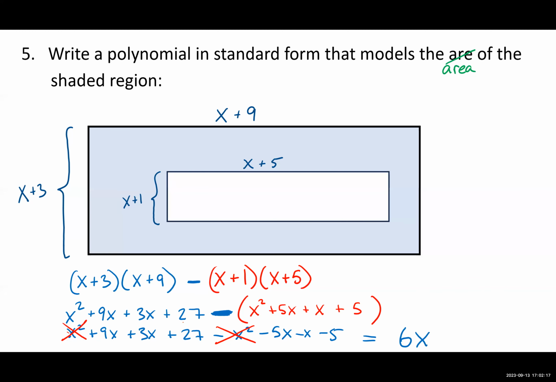And then we've got two numbers. We've got a plus 27 and a minus 5. So positive 27 and a minus 5, that's going to give us 22.